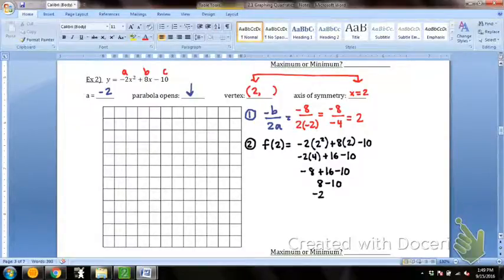You guys getting -2? Yes. Okay. So that's going to go up here with my other vertex. All right, so with your highlighter, go ahead and draw your x and y axis. -2 is here. We're putting a V for vertex. It's supposed to open down.